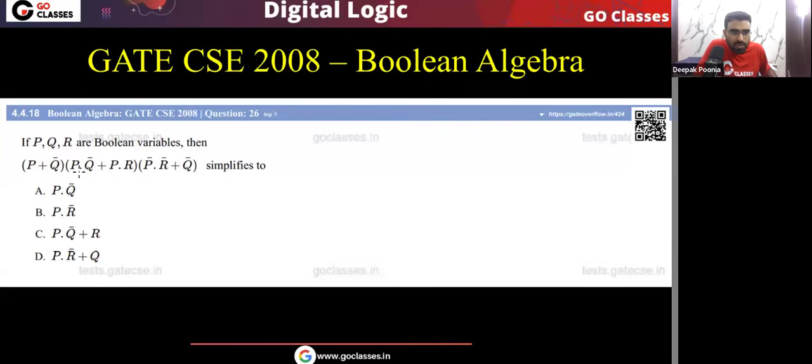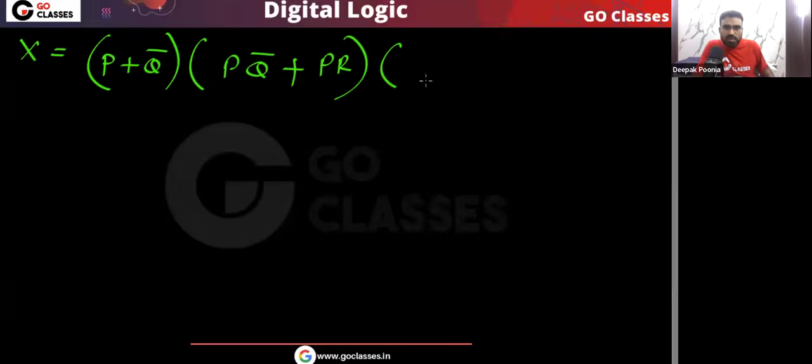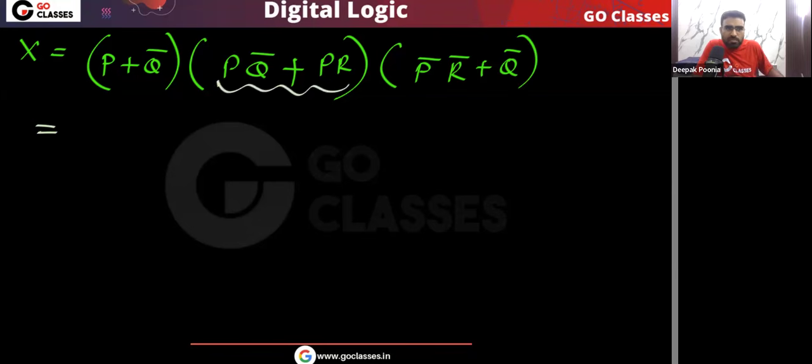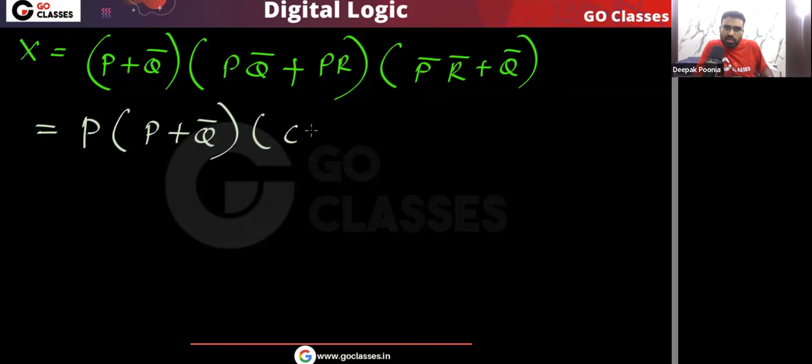And you can see P Q bar or P R and P bar R bar or Q bar. P bar, R bar, or Q bar. Okay, so this is the X. Now here you can notice one thing. Here I can take P out, right? Notice here I can take P out. So that you can do if you want. So P you can take it out here. So ultimately you will get Q bar or R, and here P bar, R bar, or Q bar.